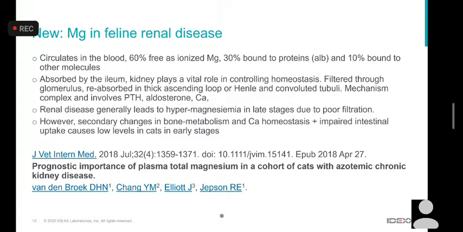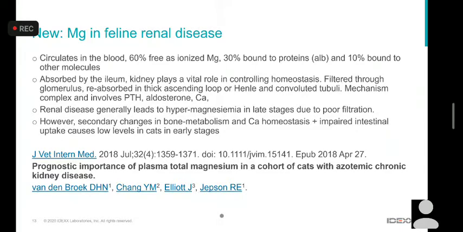Two years ago, a study was published in the Journal of Veterinary Internal Medicine from the UK, where they looked at magnesium, and this is quite a new part of looking at the bone and the blood mineral balance in kidney disease.